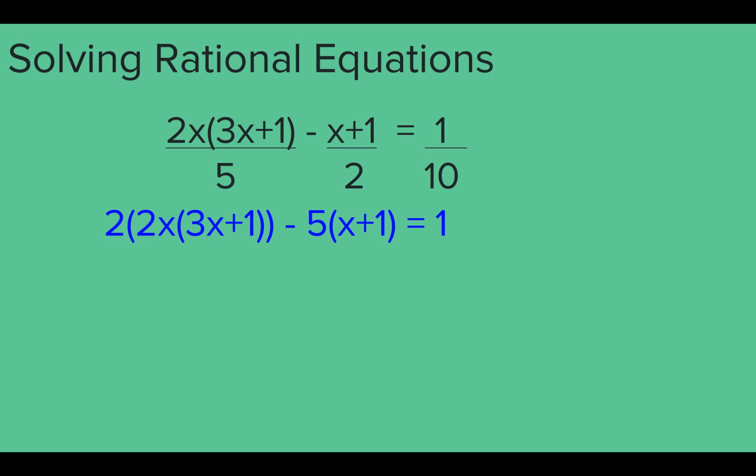All right, so let's make sure that we multiplied our first piece by 2. That's how 5 becomes 10, right? Multiplied my middle piece by 5. My last piece was already 10. Once my denominators are the same, all we focus on is our numerator. So here it's 2 times 2x times 3x plus 1. My middle piece is now negative, because my negative was already there, so that drops. Negative 5 times x plus 1.